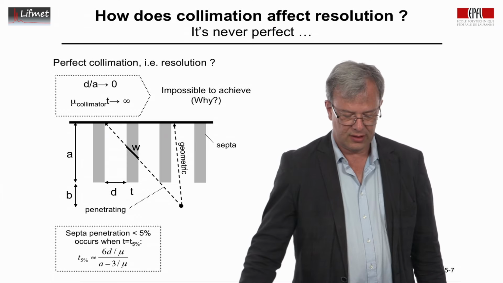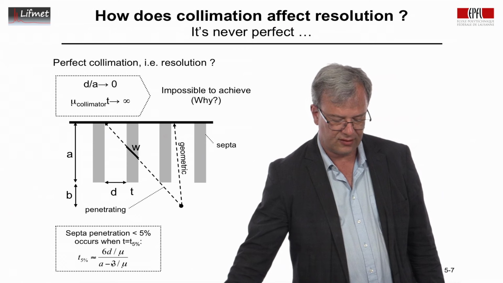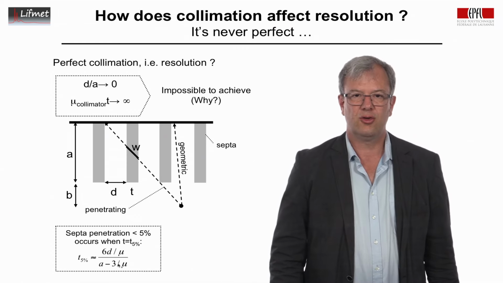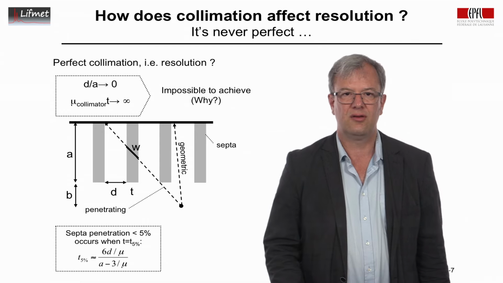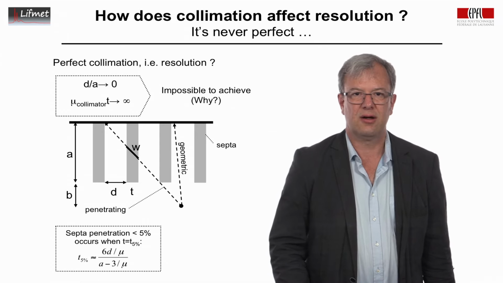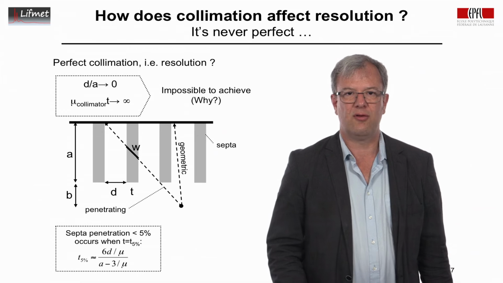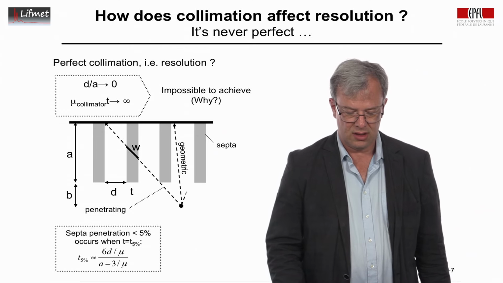So if the linear attenuation coefficient is not perfect, this length here becomes shorter, and this term in the bottom becomes shorter, and so the thickness has to be thicker to take into account imperfect penetration.